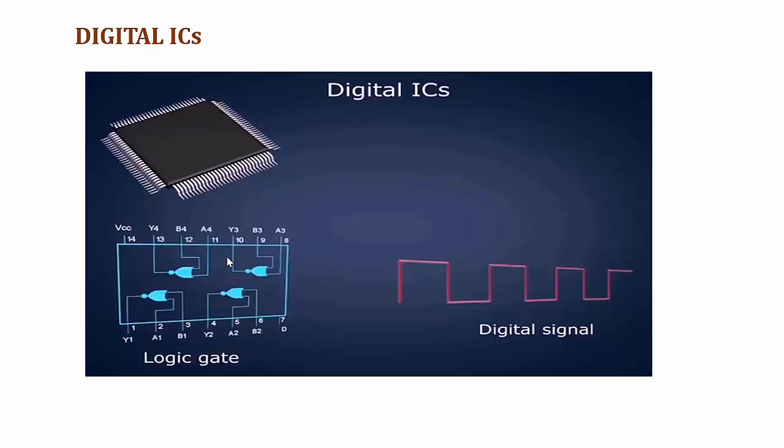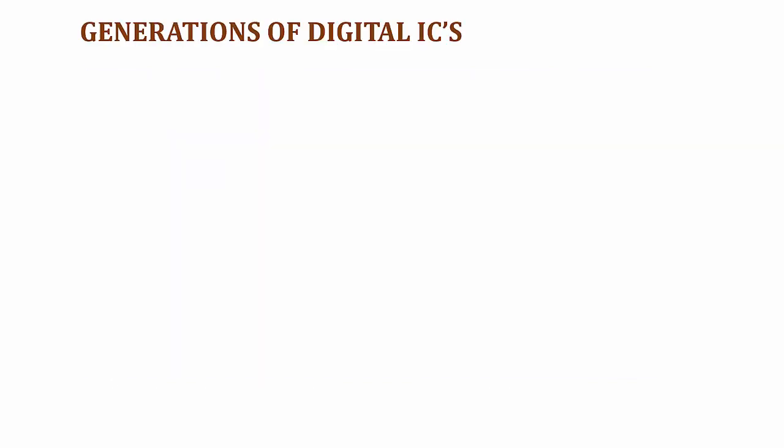Similarly, multiple ICs are there. They deal with zeros and ones. High shows the 1 and 0 shows the low input, and similarly low and high output accordingly. This classification of ICs is majorly important.